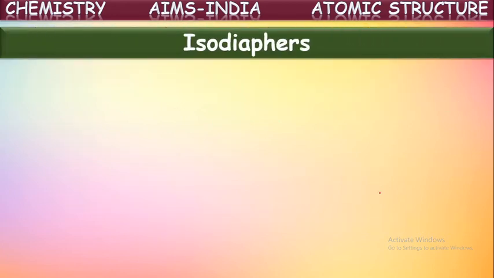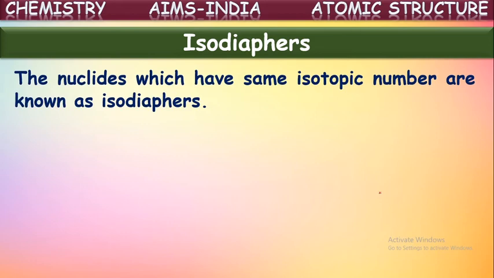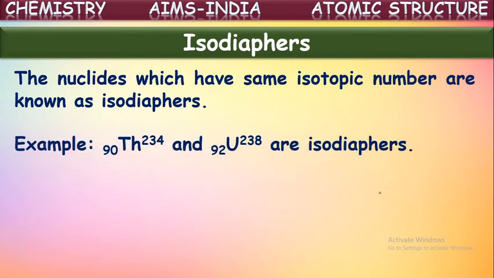Next, isodiaphers. The nuclides which have the same isotopic number are known as isodiaphers. So just now we have seen isotopic number. The difference between the neutrons and protons of an atom is called isotopic number. The atoms which have the same isotopic number are called isodiaphers. For example, thorium and uranium. These two are isodiaphers because they have the same isotopic number.